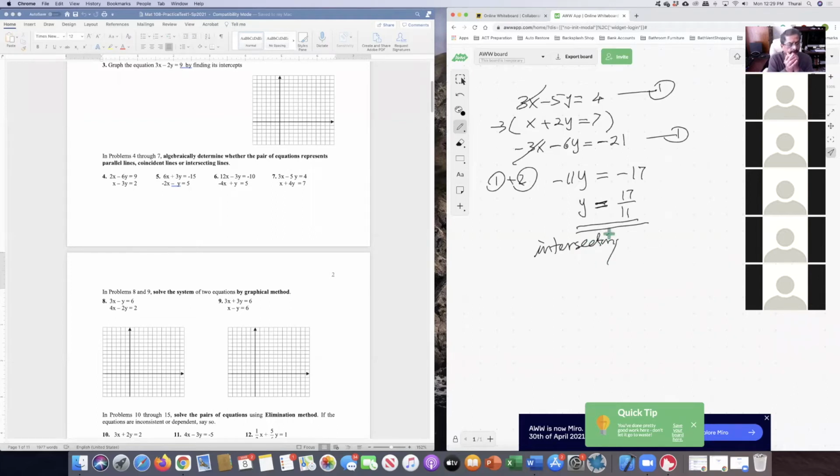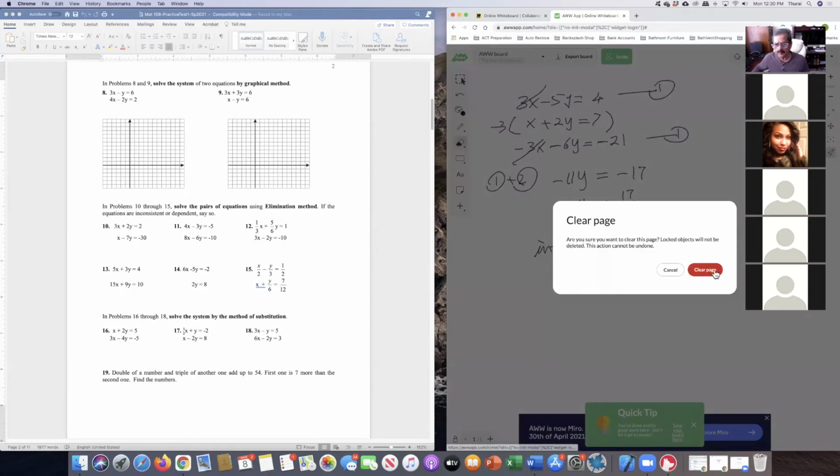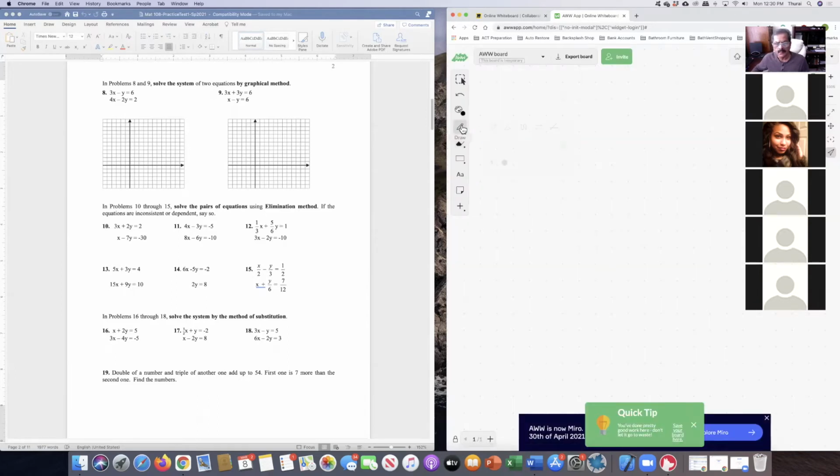Anything else from page 102? Number 12. Okay, from page 2. All right. Number 12 is again elimination method, but I can see why you had a problem with that. Probably the fraction, so I'm going to show you how to work with that.